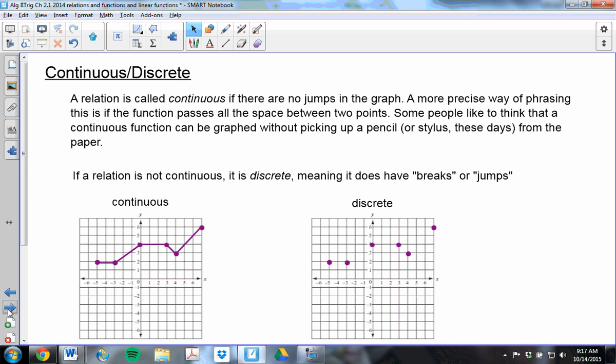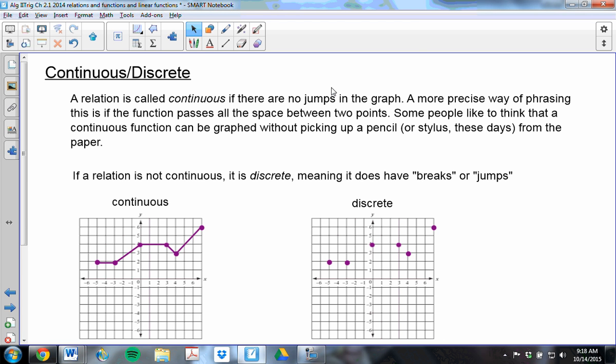Another thing discussed is if the relation is continuous or discrete. A continuous function or continuous relation is one that has no jumps in the graph. There's no breaks anywhere. Basically, I can get from one point to the next by passing all the space in between, or some people think I can graph this without ever picking up my pencil or picking up my stylus, as it is these days, off the page.